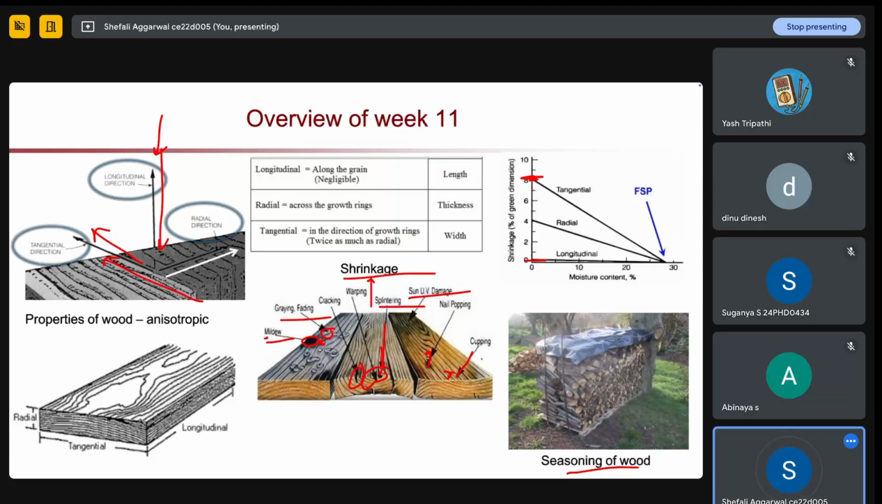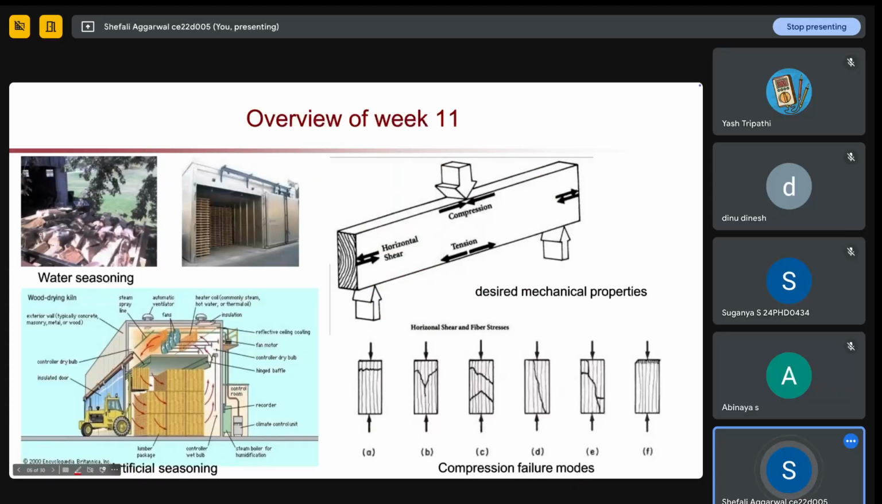So what are the different types of seasoning? Mainly we have two types of seasoning, natural and artificial. So natural is, as in this case you can see, just kept one above another and left in the environment to dry, and a plastic sheet is above so that it is protected from rain and all. So this is one type of natural seasoning. In this case we are not providing anything else, so it is called air seasoning. The other is water seasoning.